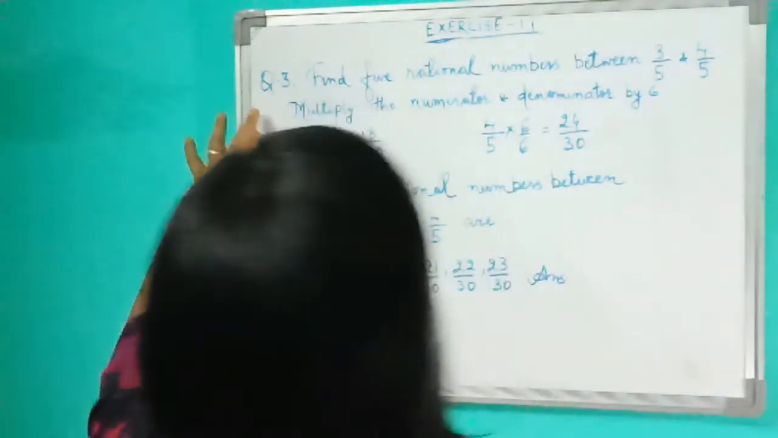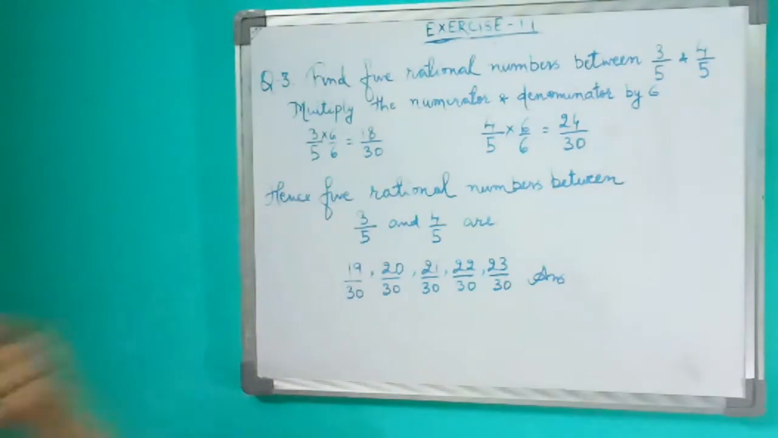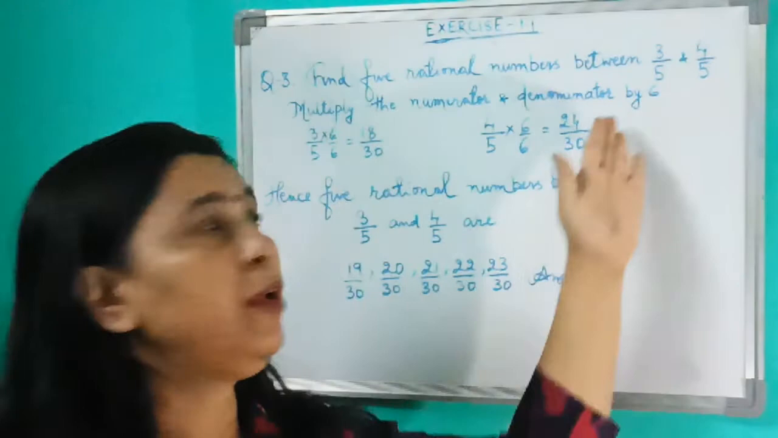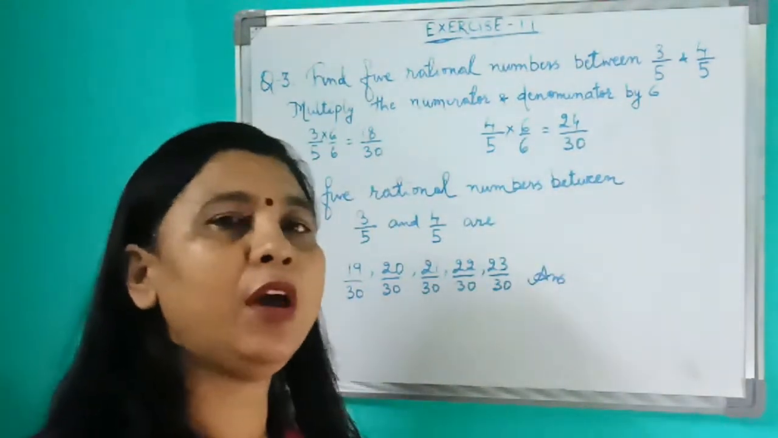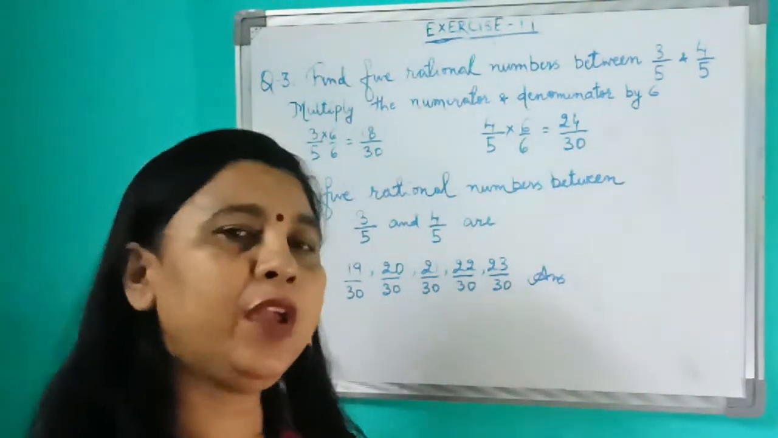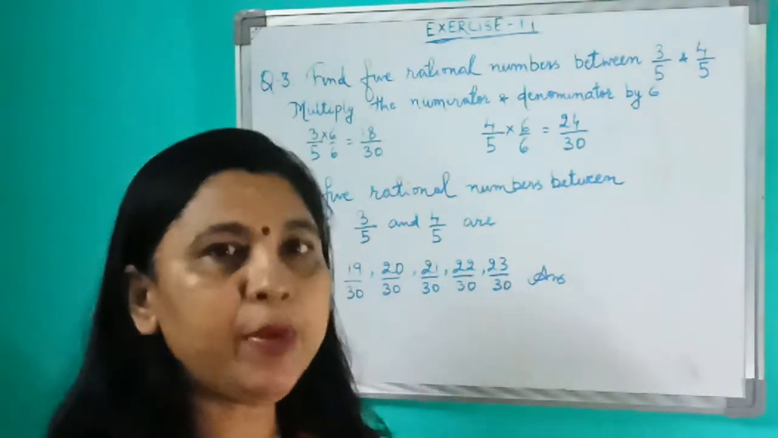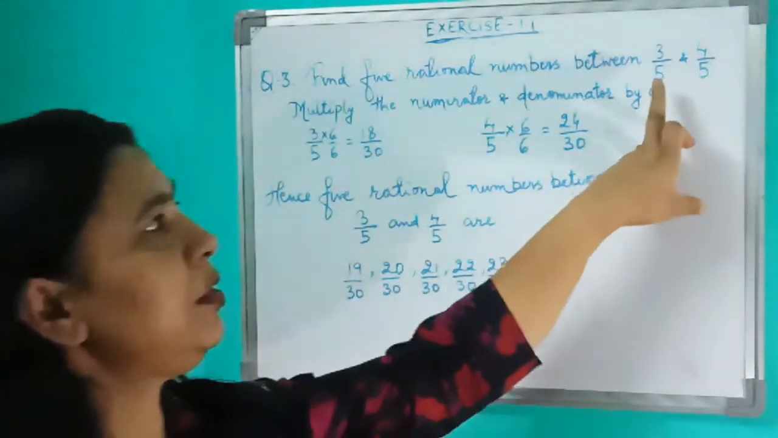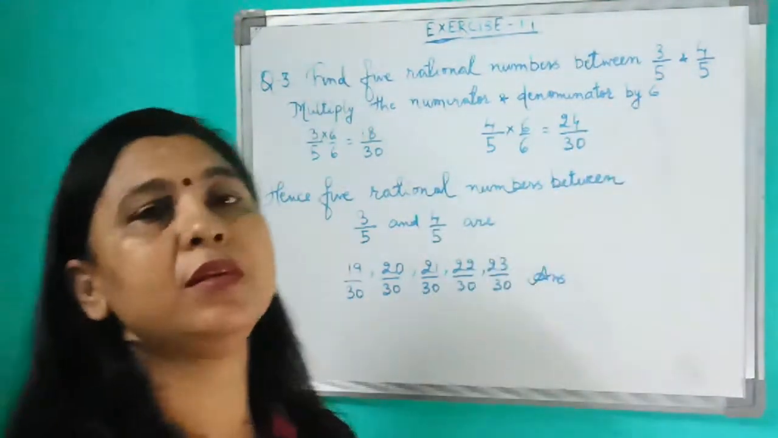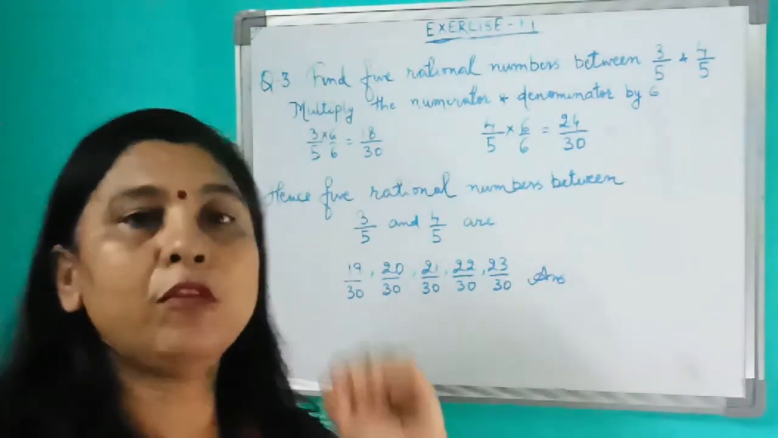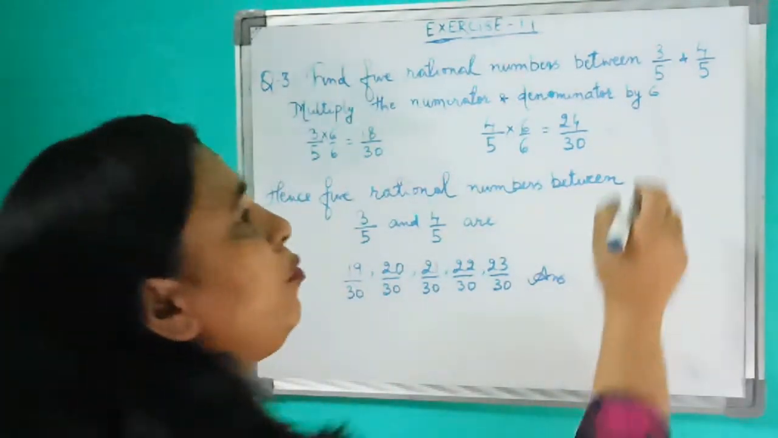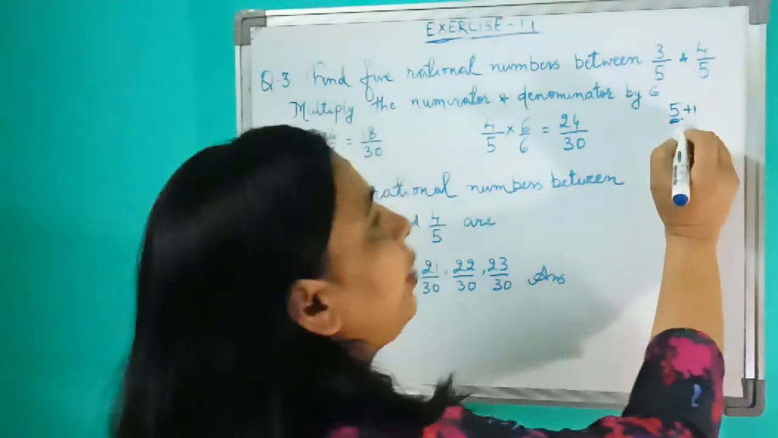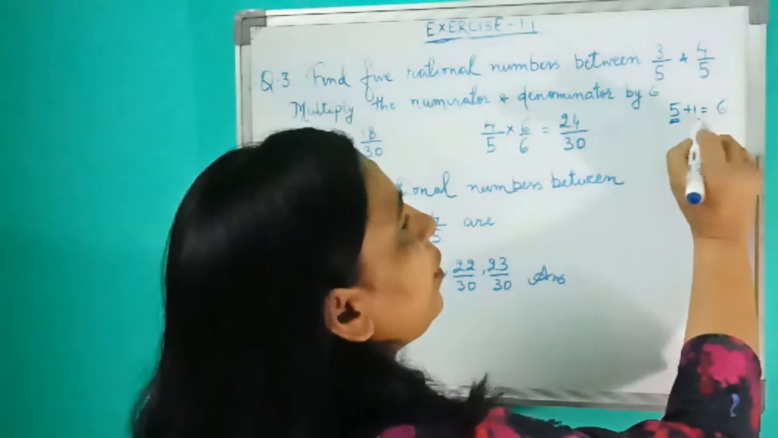Now question number 3, find 5 rational numbers between 3 upon 5 and 4 upon 5. We can find out 5 rational numbers between these two numbers using the formula half (a + b) as we have done earlier. But there is one simple method also by which you can find out the rational numbers. That is, we can see the denominators in both the numbers are the same. And we have to find out 5 rational numbers. So what we will do, we will add 1 to this 5. This is the number of rational numbers and this comes to be 6.